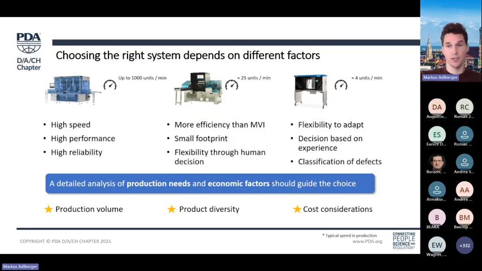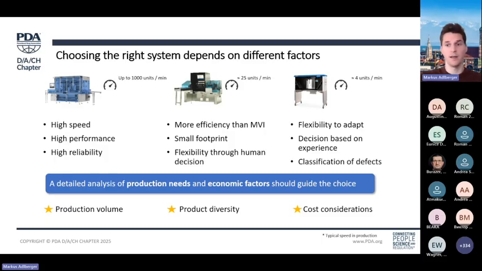MVI is less efficient than the AVI, and much slower, typically 25 units per minute in production. You have a smaller footprint compared to the AVI, and you have a high flexibility through the human inspection. That means the qualification effort for new products is lower. The MVI is very flexible to adapt, and you can use bracketing approaches for your qualification. And the decision is based on experience. You also have direct classification of the defects, which helps to understand the process and gain product knowledge.